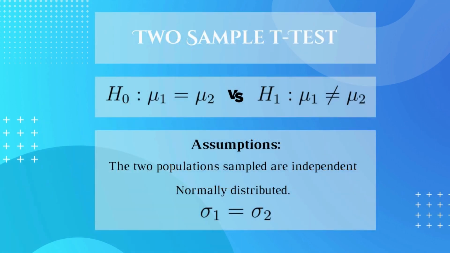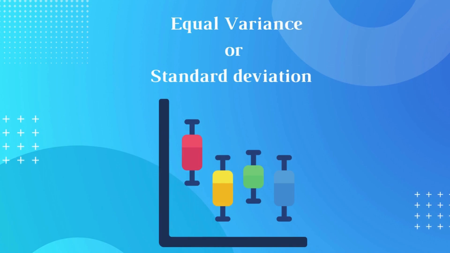Finally, we need to check that the standard deviations or variances for both populations are the same. This can be done by looking at the box plots of the samples. We can investigate if the sample spread seems approximately the same for each of the samples. This will then allow us to state that the standard deviations or variances are approximately equal.